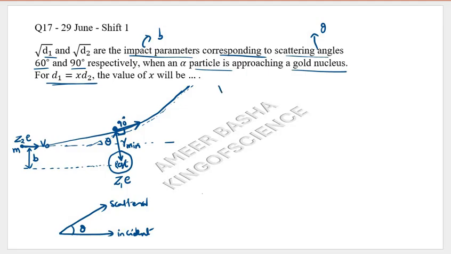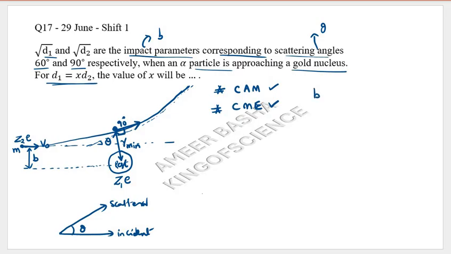There are a few ideas. I can use conservation of angular momentum with respect to the nucleus, and the other idea is conservation of mechanical energy. With the help of these two ideas, I can get a relationship between impact parameter, scattering angle, minimum separation, and so on. I will not go into the details here; I will give the results for impact parameter and scattering angle.